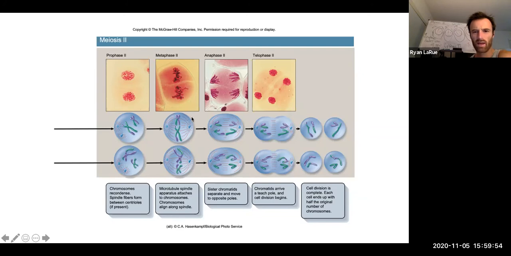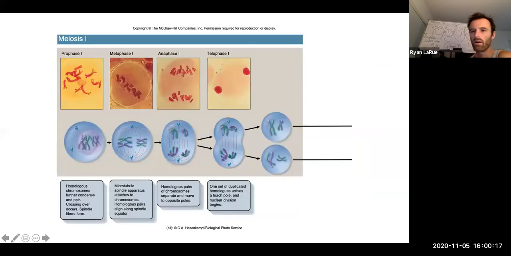You begin with two haploid cells after meiosis one. Once it divides, you're going to have two haploid cells. So during meiosis one, crossing over happens. Yes, specifically, if I go back, prophase one of meiosis one. This is when crossing over occurs. Okay.